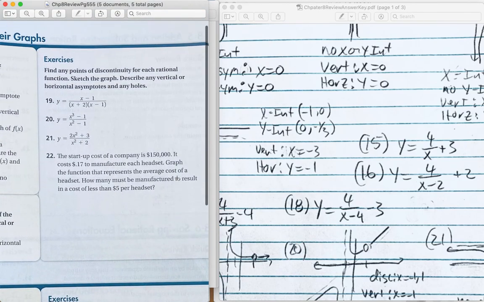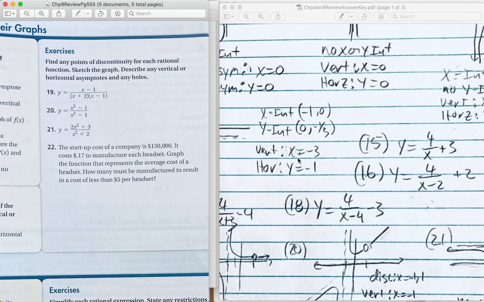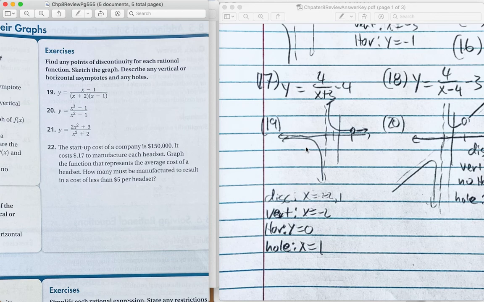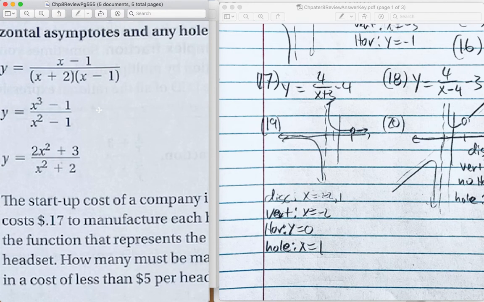All right, so for number 19, 20, and 21, they want us to graph and see if there are any discontinuities anywhere. So for 19, if you notice, we have an x minus 1 on the bottom. We have an x minus 1 on top. These guys can cancel out. When you can cancel out a bottom expression with a top expression, this is a signal that it's going to be a hole, and we're going to have a hole at 1.